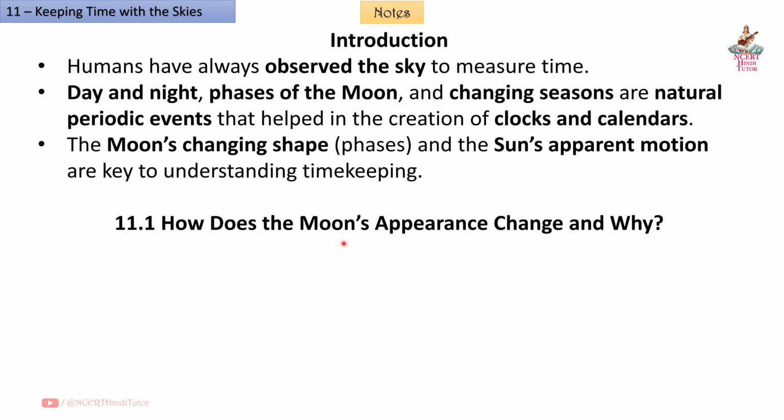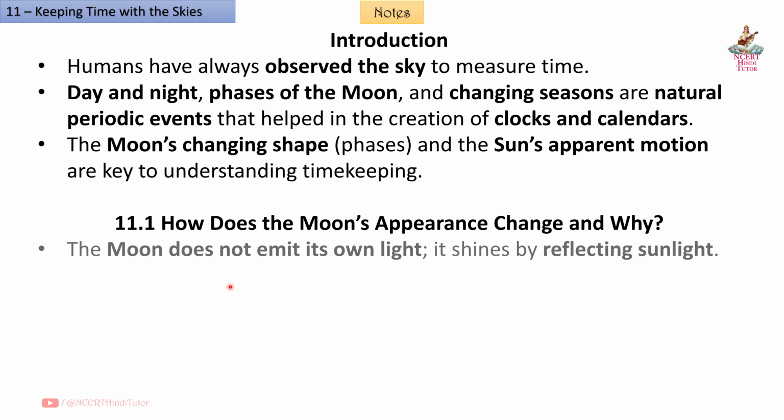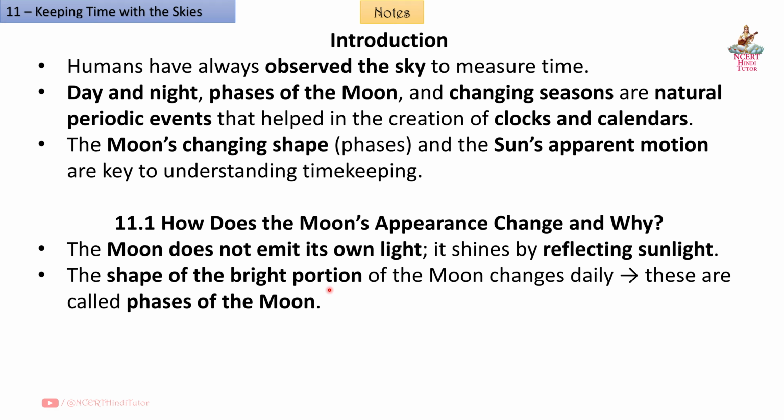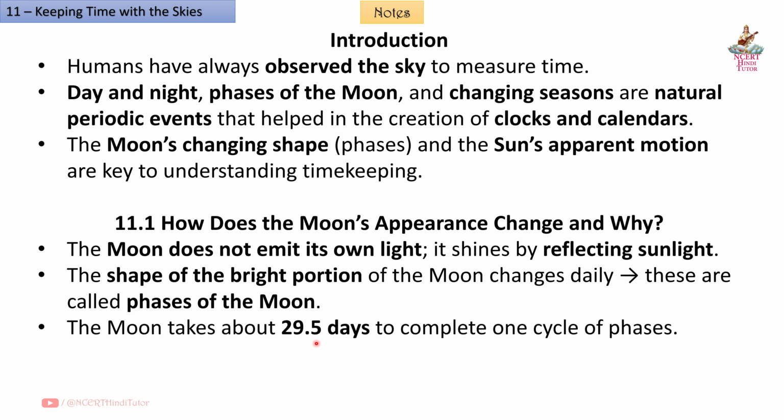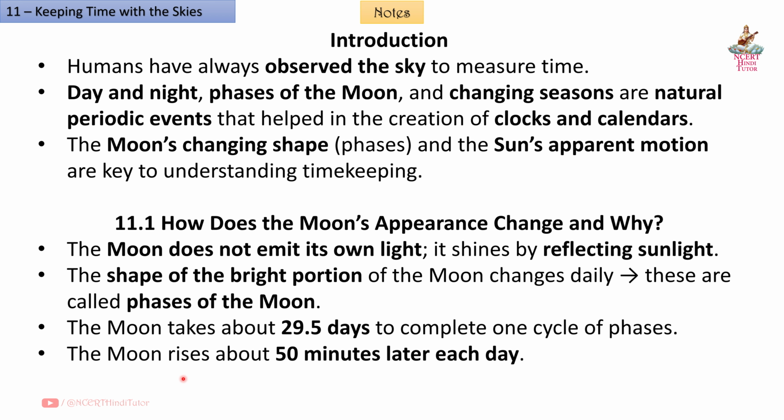11.1 How does the moon's appearance change and why? The moon does not emit its own light, it shines by reflecting sunlight. The shape of the bright portion of the moon changes daily. These are called phases of the moon. The moon takes about 29.5 days to complete one cycle of phases. The moon rises about 50 minutes later each day.